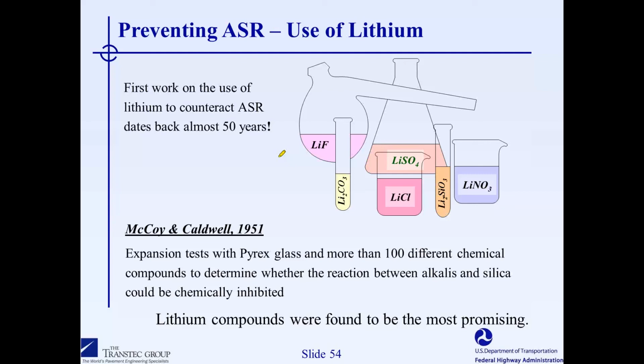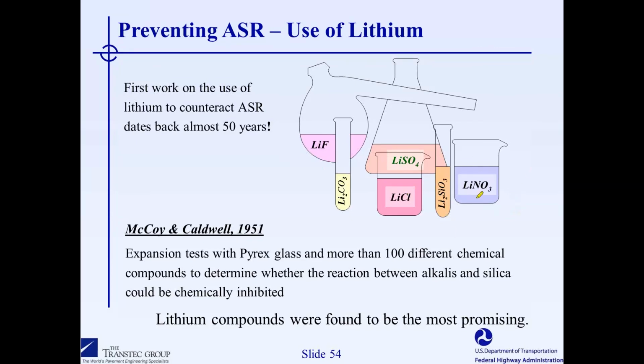This was a discovery made by McCoy and Caldwell from the Lehigh Cement Company, who, back 50 years or so ago, actually used the Pyrex glass expansion test, so made mortar bars of Pyrex glass, and literally hundreds of different chemicals from their chemical storage cupboard in their laboratory to try and determine what would work to actually control ASR. Now, of all their testing, they found that lithium was the most effective chemical to do this.